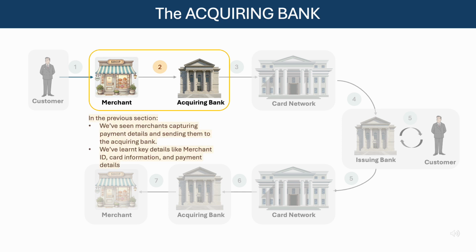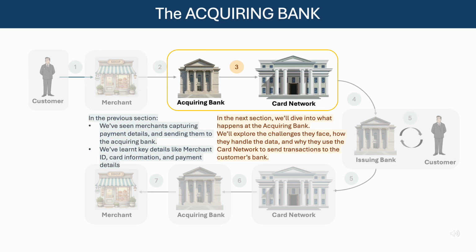In the previous section, we've seen merchants capturing payment details and sending them to the acquiring bank. We've learned key details like merchant ID, card information, and payment details. In the next section, we'll dive into what happens at the acquiring bank. We'll explore the challenges they face, how they handle the data, and why they use the card network to send transactions to the customer's bank.